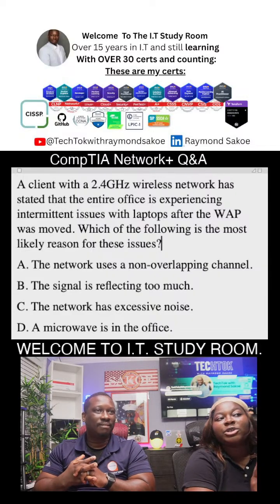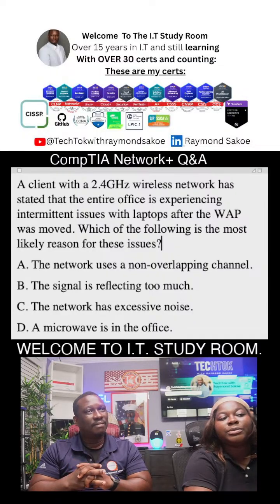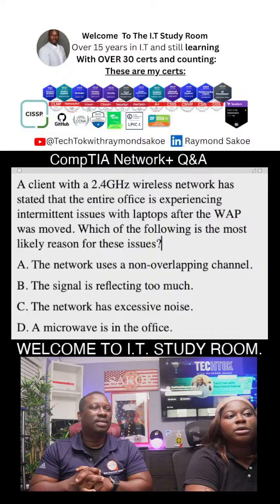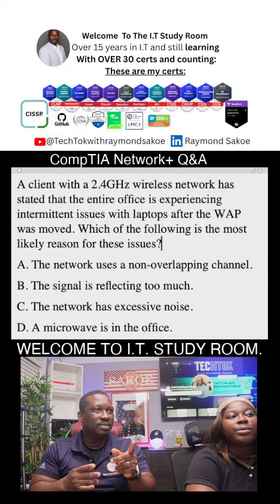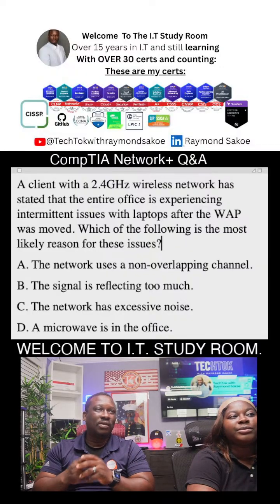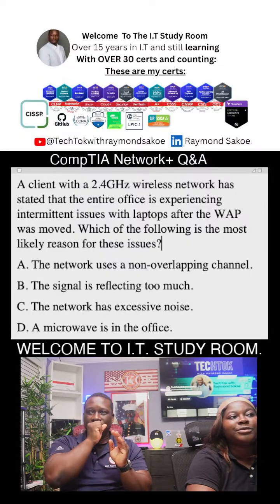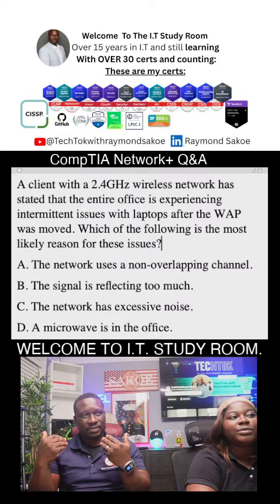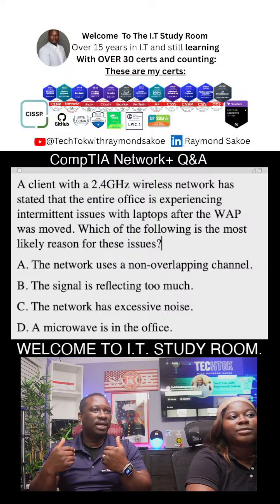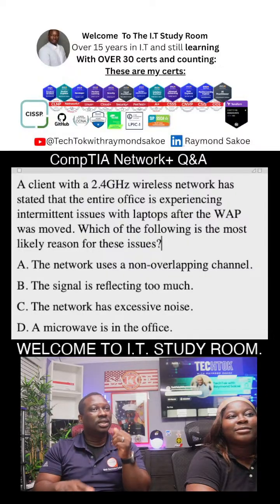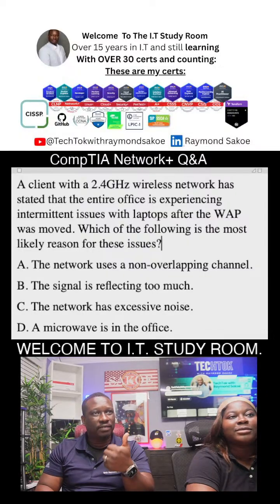Most microwaves operate at a 2.4 gigahertz frequency. By the way, the majority said D. We had one C and D. Yeah, the answer is D, microwave. So any device that operates on 2.4 would interfere with Wi-Fi. Wi-Fi is 2.4.